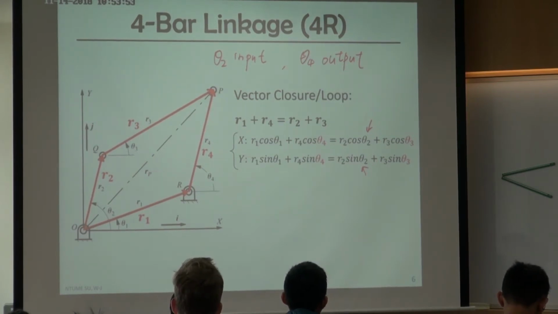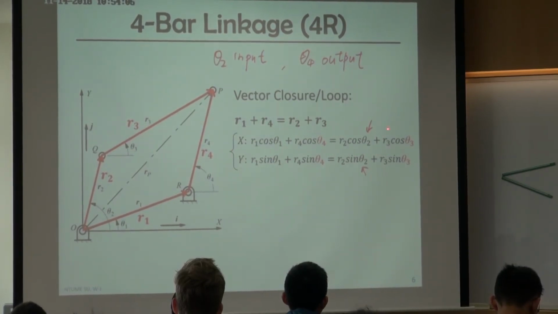So when you see a mechanism, the most important thing is to find a vector loop and determine the equations. Make sure the number of equations is the same as the number of unknowns. Then these unknowns should be solvable.